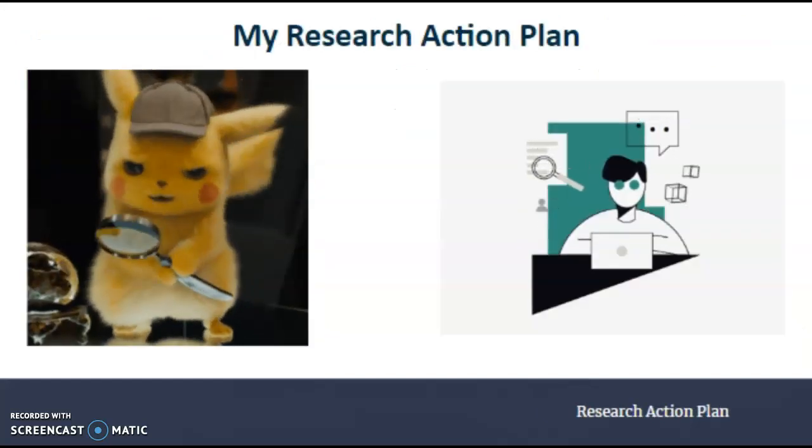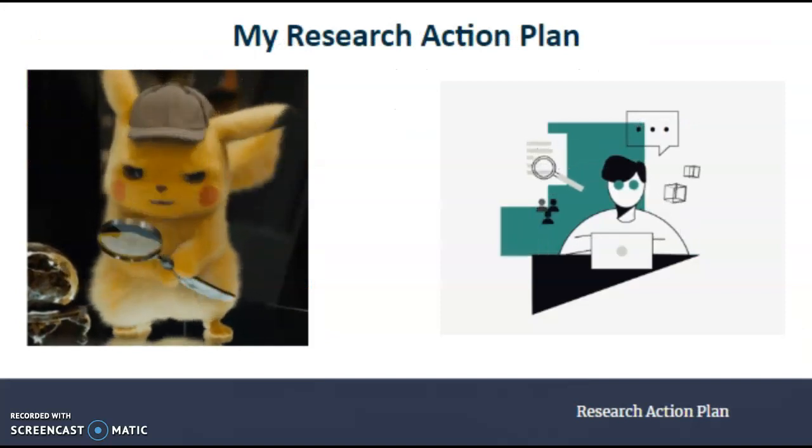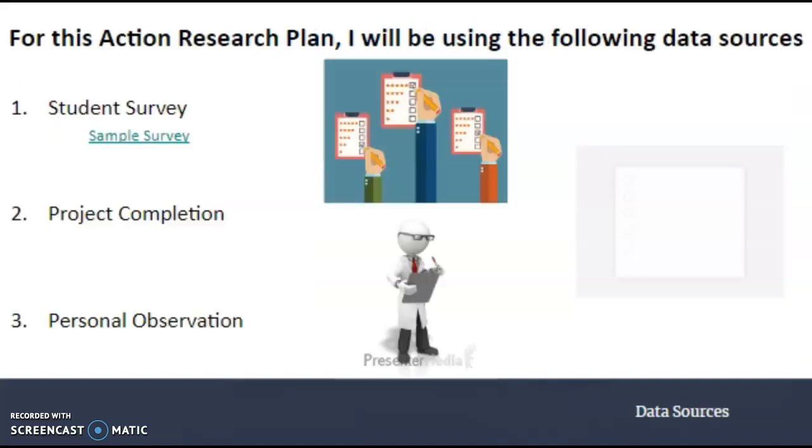So essentially we've arrived at my research action plan. How am I going to set these things in? For mine, I have 3 separate points. First is the student survey. A student survey will be included within the culminating projects themselves. See the link below the title of student survey for a sample.